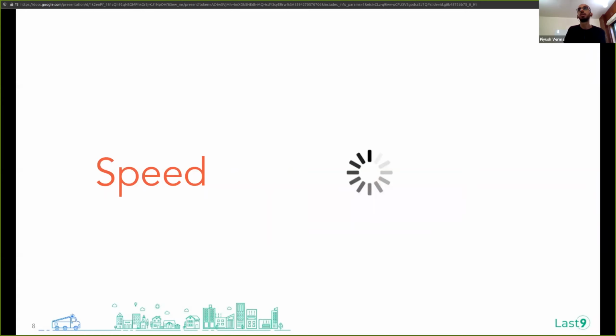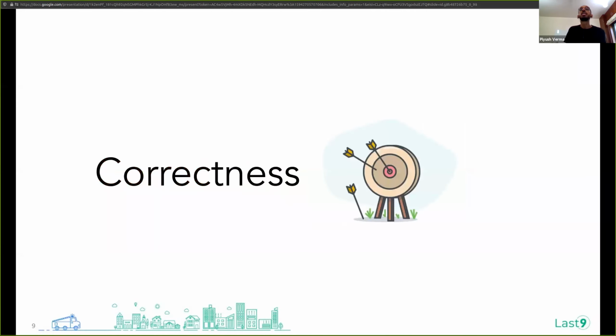Speed is another level that is measured. What does the speed look like? We very well know the spinner. A lack of speed looks like this. Then there's another measurement of it called correctness. Correctness of a particular service.